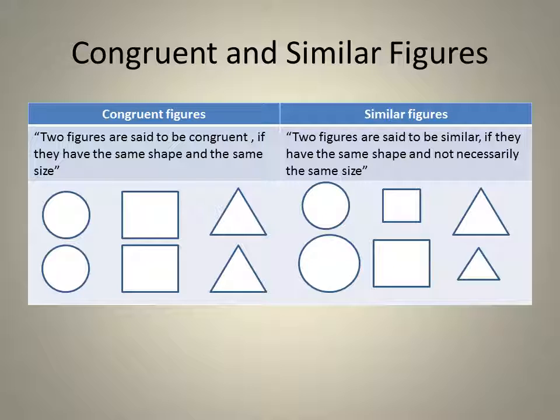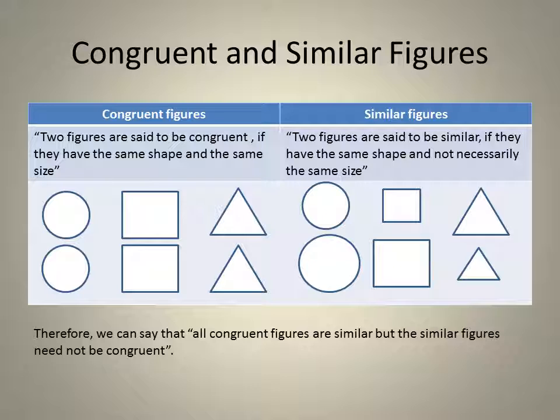So once you know the difference between congruent figures and similar figures, what can we conclude? What is the relationship we can draw between congruent figures and similar figures? So we can say that all congruent figures are similar, but similar figures need not be congruent. I hope it is clear.